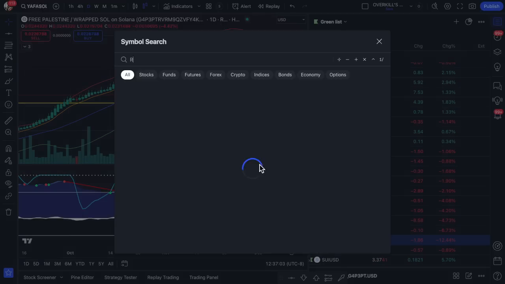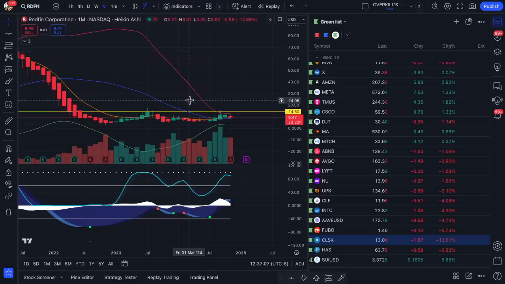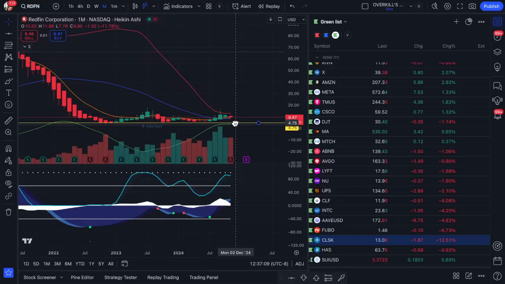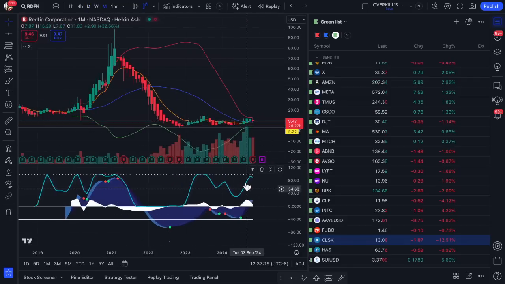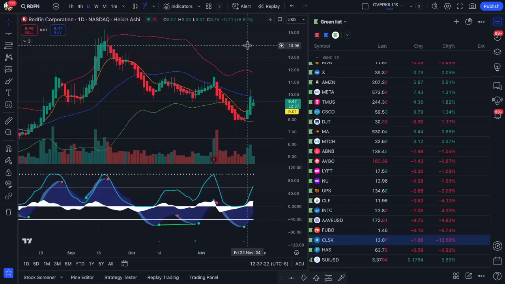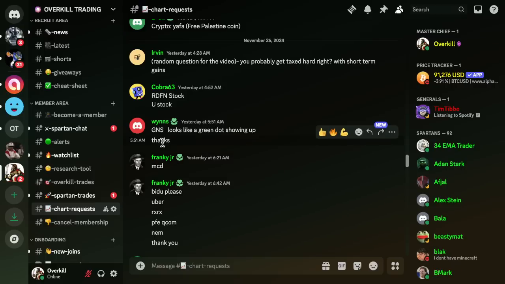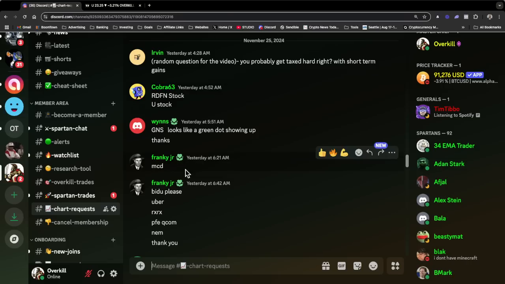Redfin, RDFN. Okay, that one is also red there on the monthly. This is a real estate play. It's trying to pump here, but I don't like the fact that we got a red candle here. So what you want to do on this one is come in here to the daily and probably just play this level right here at about $9. U stock, we already covered that one.